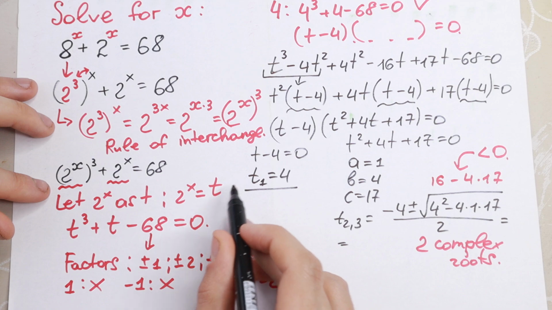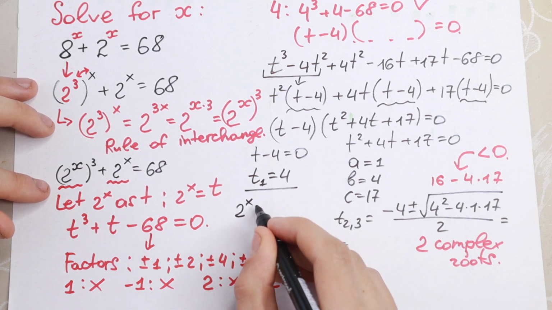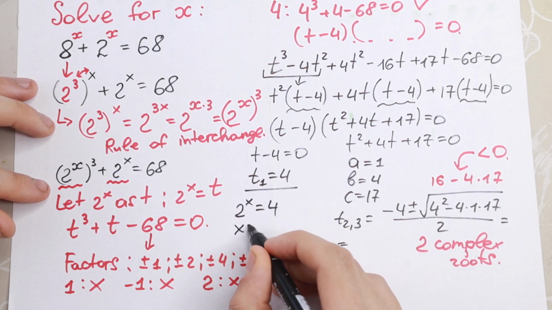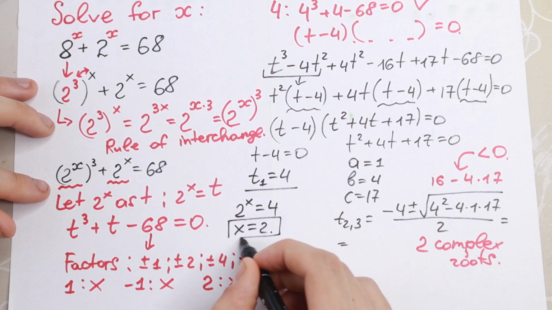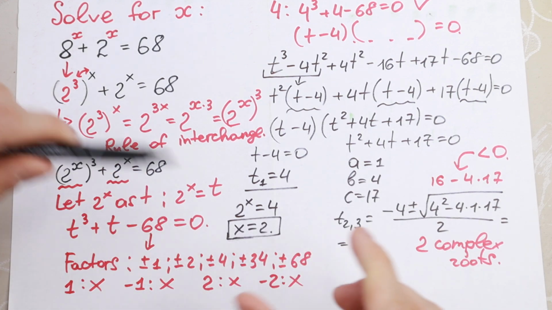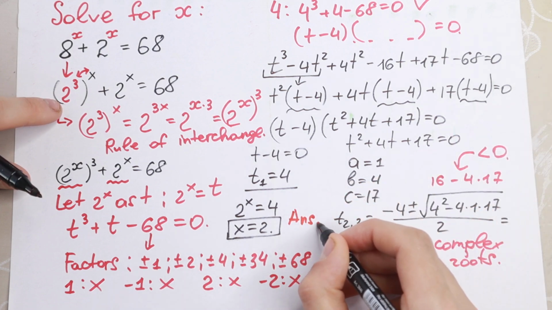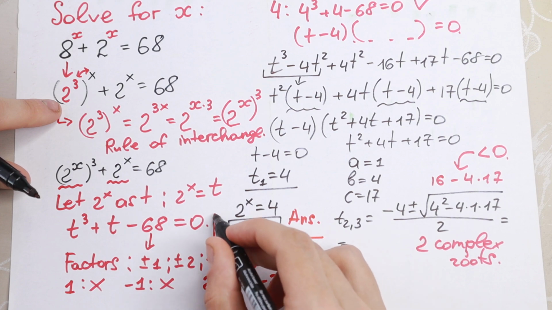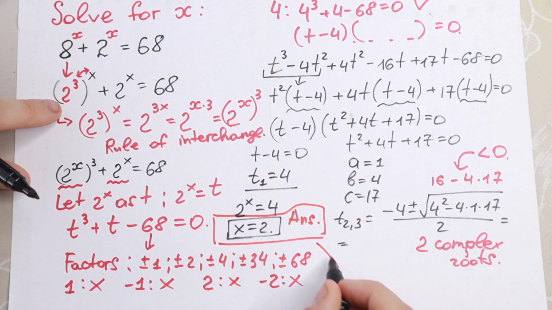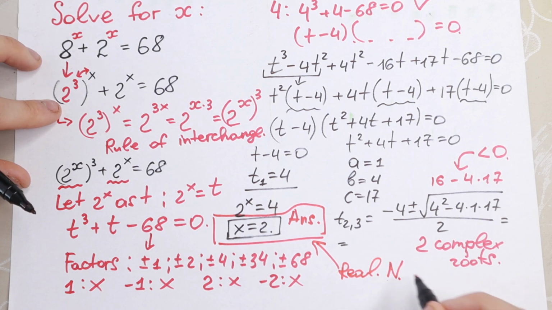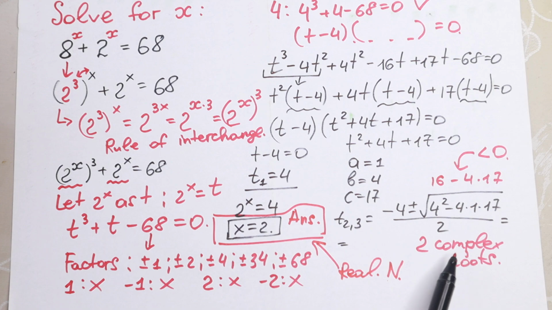2 to the power x equal to t equal to 4, so 2 to the power x equal to 4, and from here x equal to 2. And this is one and only answer if you are talking about real numbers. So this is our answer in real numbers. If you're interested in complex numbers, of course you can solve it. Right here we will have two complex roots. So really good equation. We learned, or we remembered, a lot of rules.